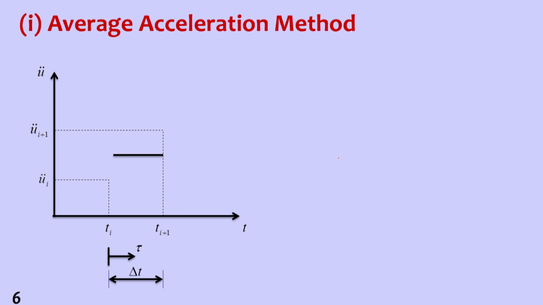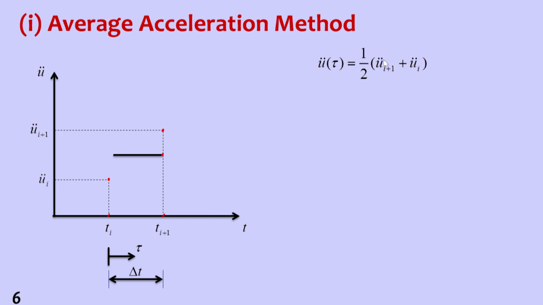Now let us discuss the average acceleration method. So what is average acceleration? At t equal to t i, this is the acceleration value, u double dot i. At t equal to t i plus 1, u double dot i plus 1 is here and u double dot i is here. So average acceleration means that at any time instant between t i and t i plus 1, u double dot tau is equal to half of the acceleration at the i plus 1th time instant plus the acceleration at the ith time instant.